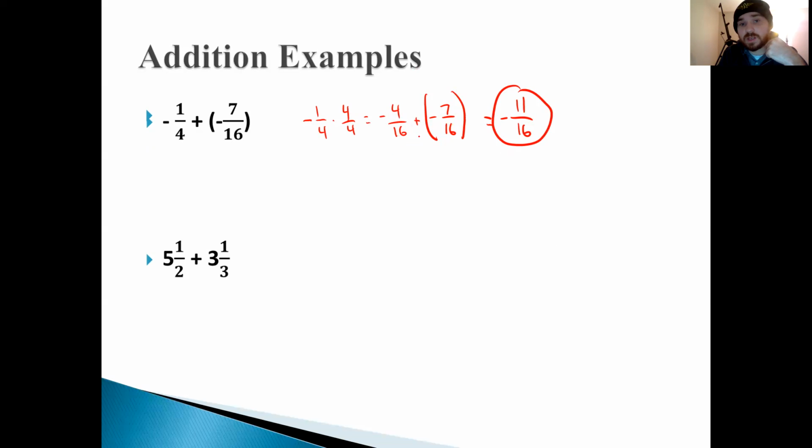I have some people that are starting to get confused mixing this up with multiplication. A negative times a negative is a positive. A negative plus a negative is always a negative. So be sure not to mix those up. That can get kind of confusing kind of quick.